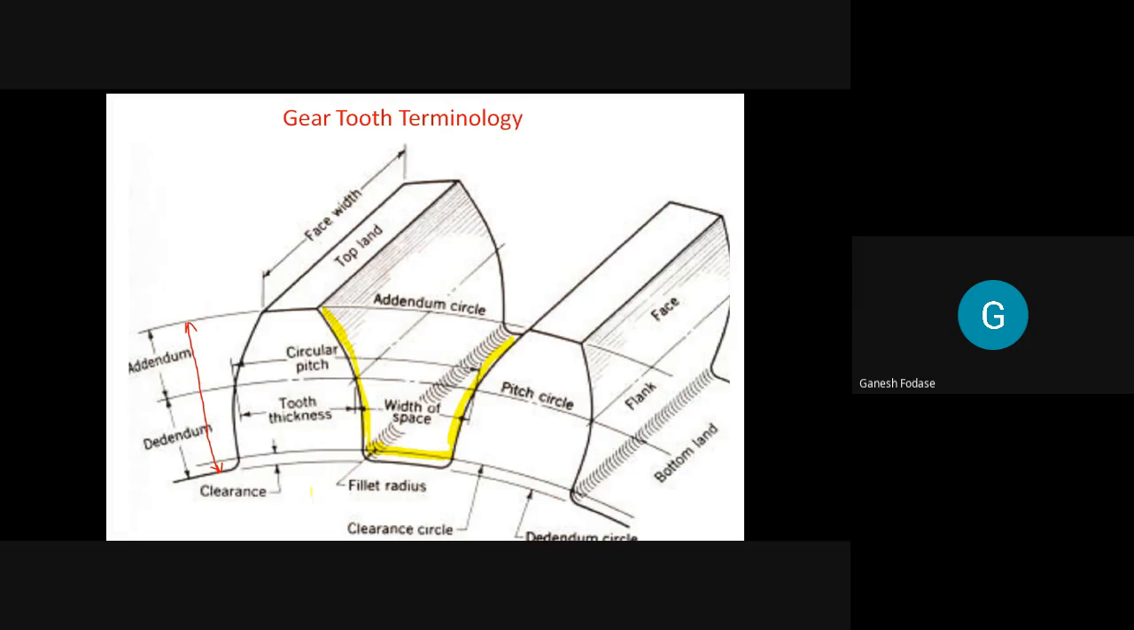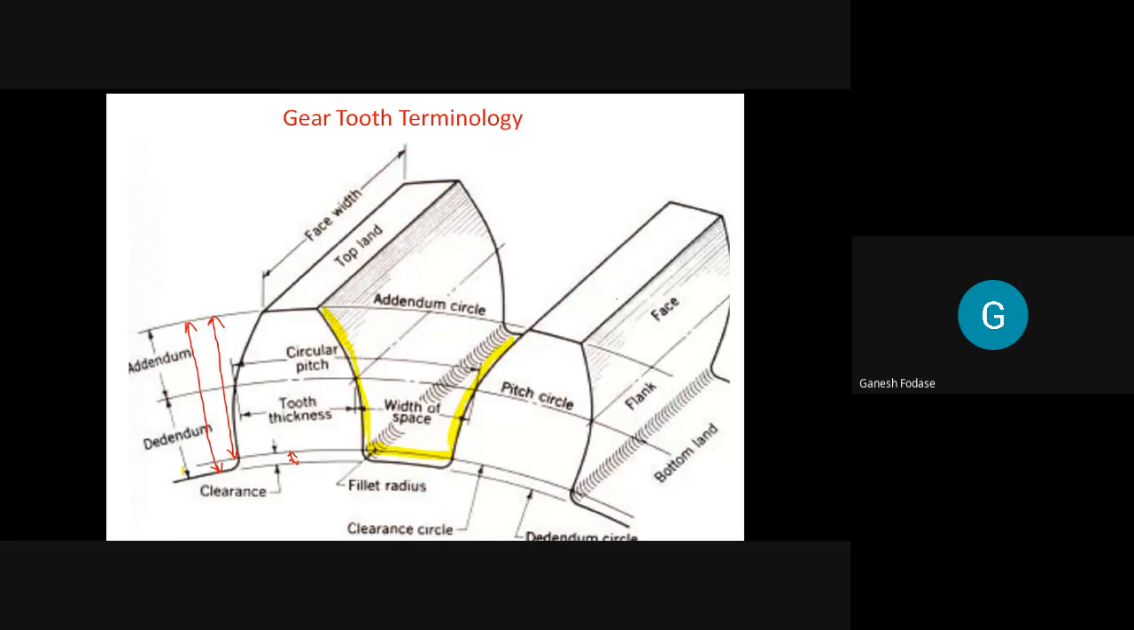In other words, if I subtract this clearance distance from the total depth, that distance will be the working depth. So I define one more here. This one is called the working depth. Total depth minus clearance is the working depth. So we defined total depth, working depth, clearance, addendum, dedendum in the second part of terminologies, which are along the radius.